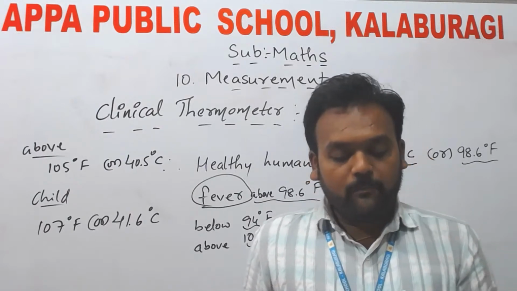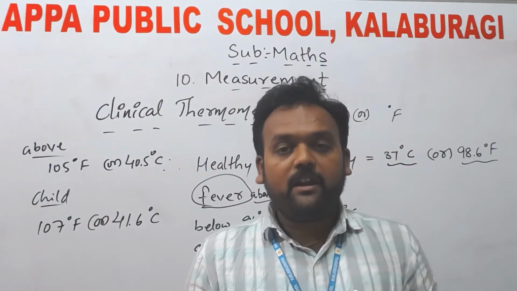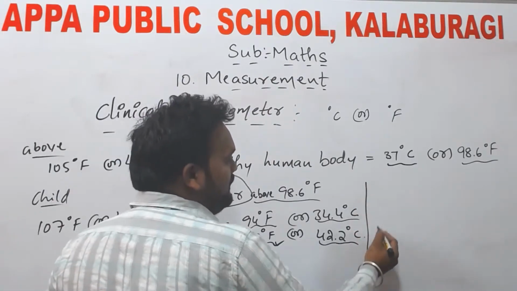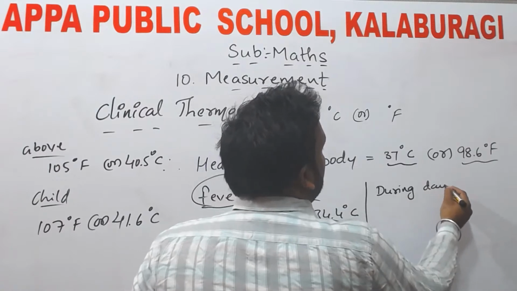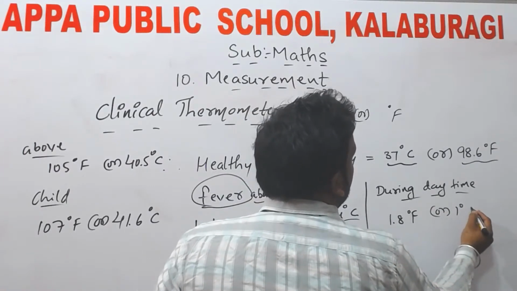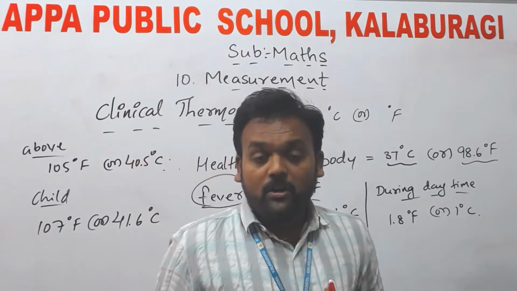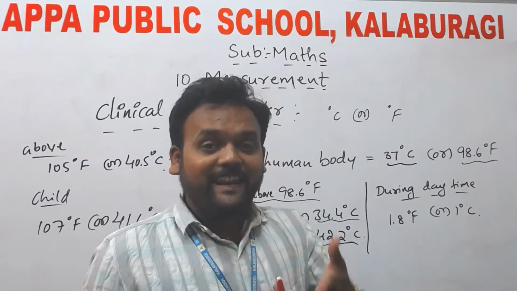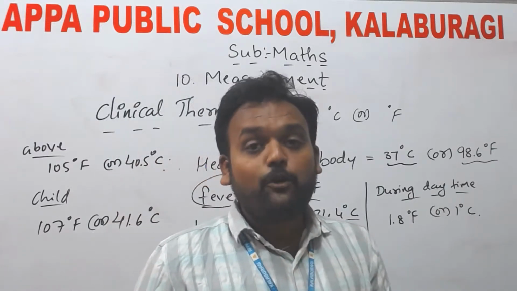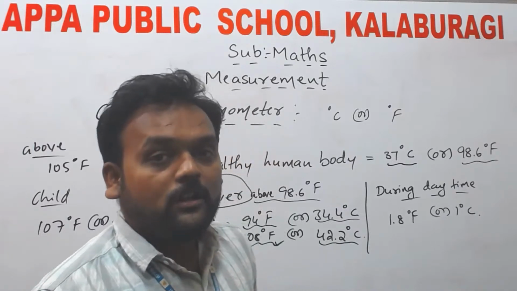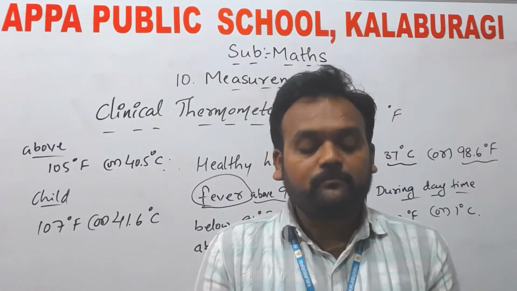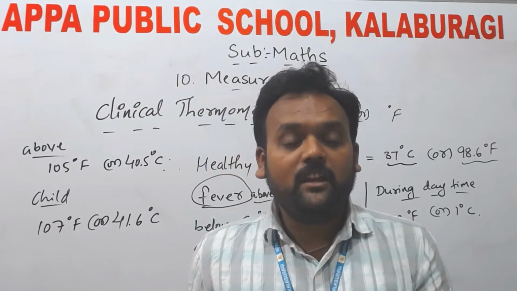Now, during the daytime, the normal body temperature rises by 1.8 degrees Fahrenheit or 1 degree Celsius. Not at night time, I am telling you: during the daytime your body temperature will rise by 1.8 degrees Fahrenheit or 1 degree Celsius. The temperature is lowest in the morning and highest in the afternoon. In the morning there is a little bit of coldness, that's why the temperature is lowest in the morning and highest in the afternoon.